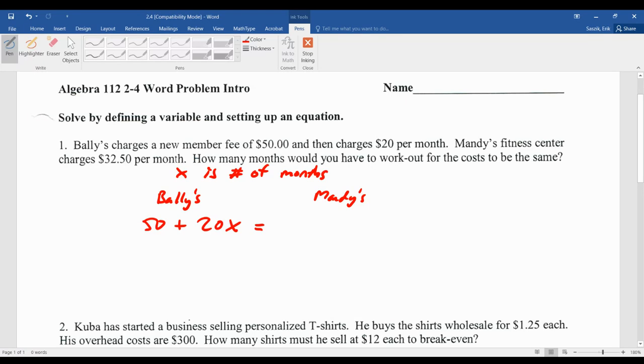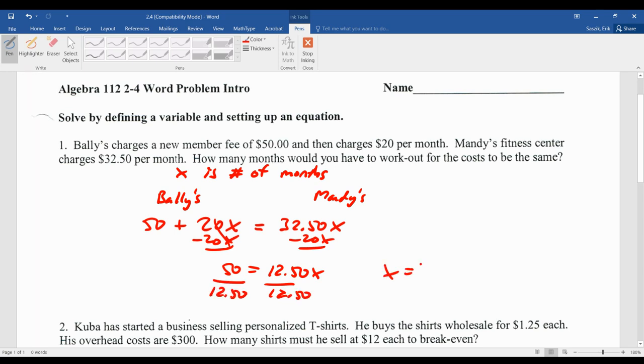Mandy's, on the other hand, just charges you $32.50 per month. There is no flat fee. So now we solve that. We get the X's together. We have 50 equals 12.50X. And if you divide that, use your calculator, we get X equals 4.